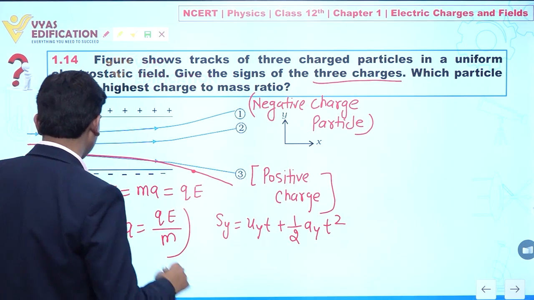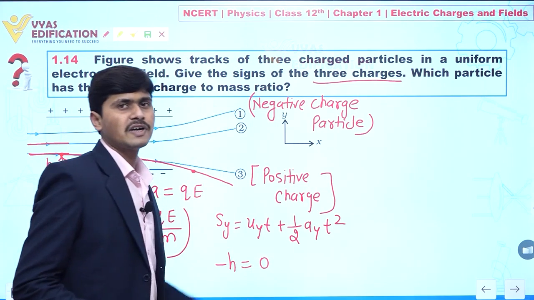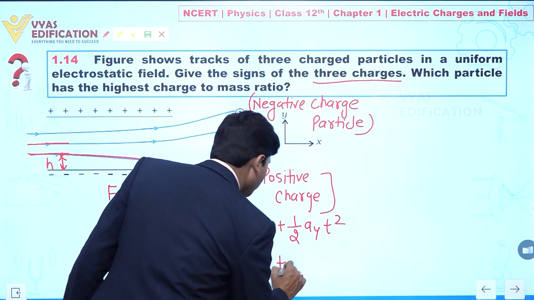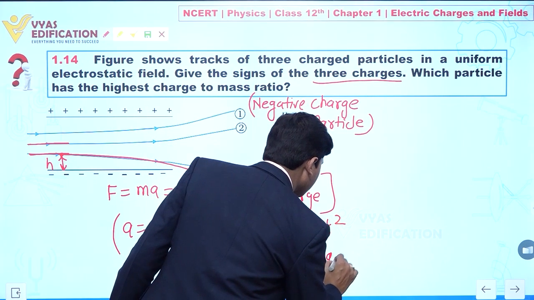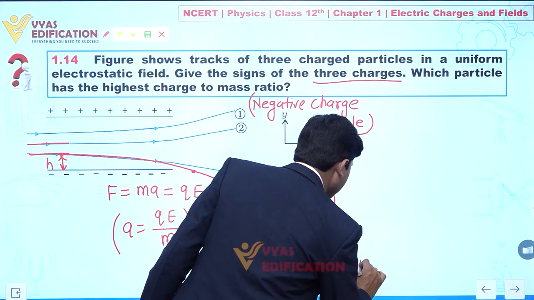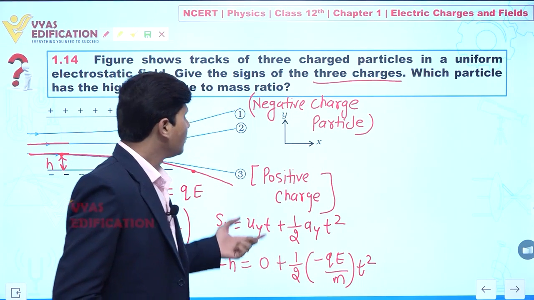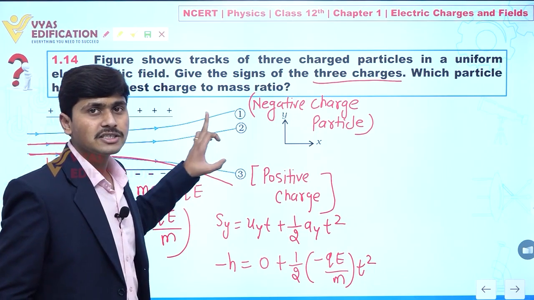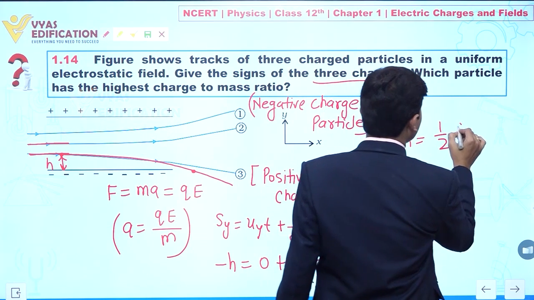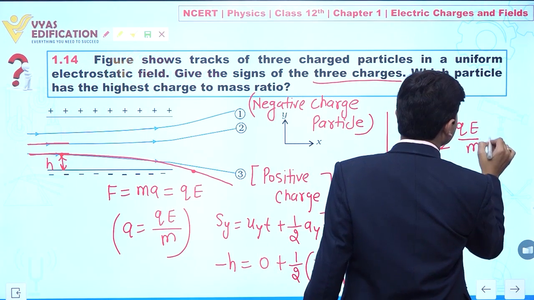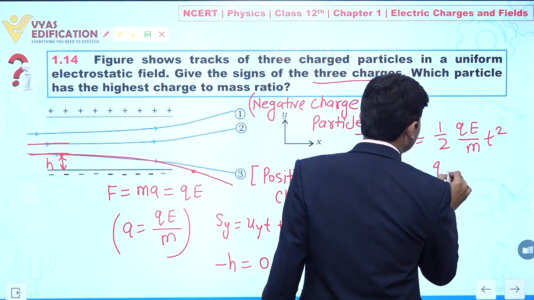Clear? Now if I take this as my reference, this is minus h. Initial velocity in the vertical direction is 0, plus 1 by 2, Ay is minus QE by m, and this is t square. Clear? Our objective in this question is to find which particle has the highest charge to mass ratio. So from here h equals 1 by 2 QE by m t square. Clear? So h is directly proportional to q by m.